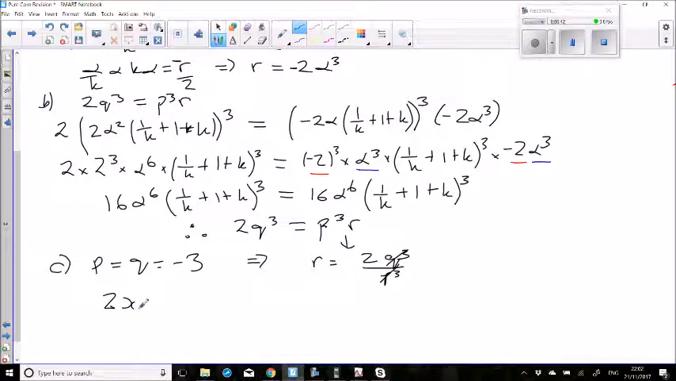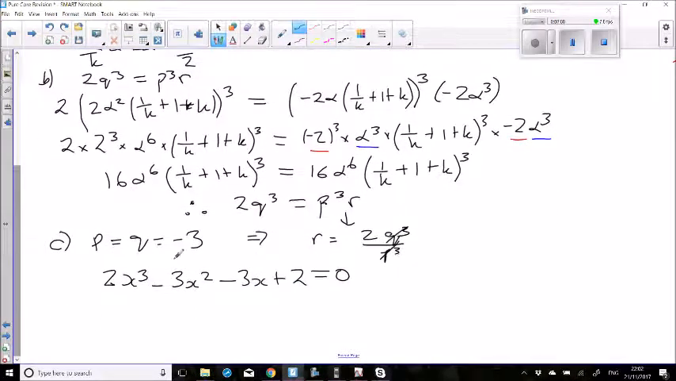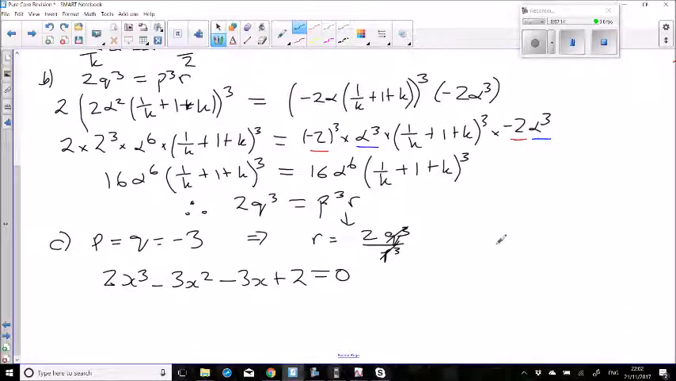So that's 2x cubed minus 3x squared minus 3x plus 2 equals 0. Right, it now wants us to solve the equation. Now there's various different ways you could do this. Obviously we could just put it into our calculator, and that will tell us the roots are -1, 2 and a half. So there we go, that's solved straight away. So the calculator tells us x is -1, 2 and a half.